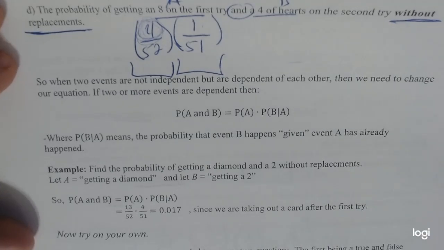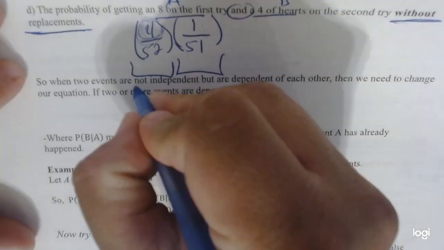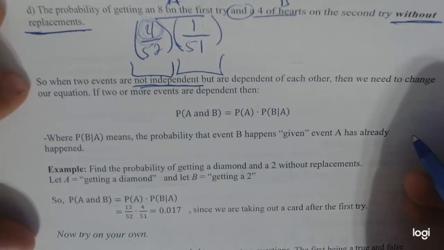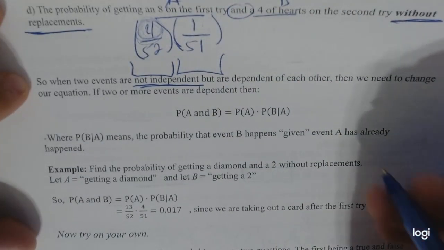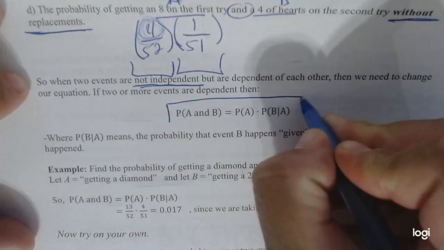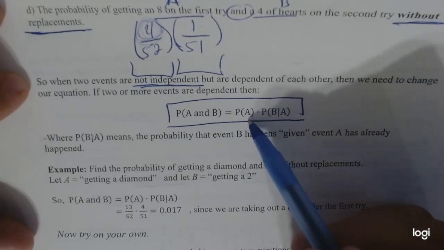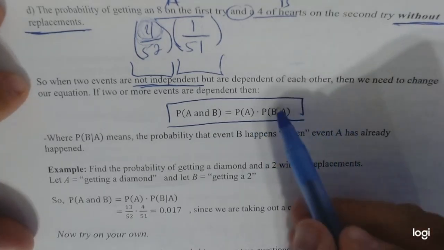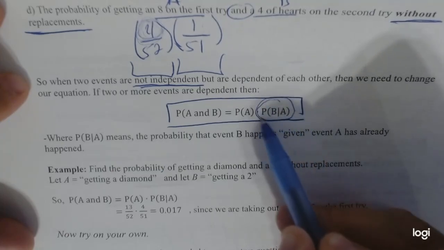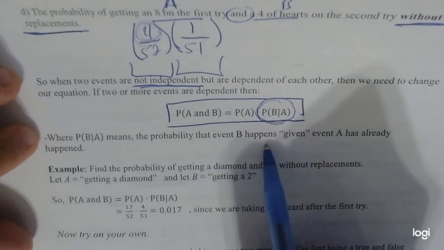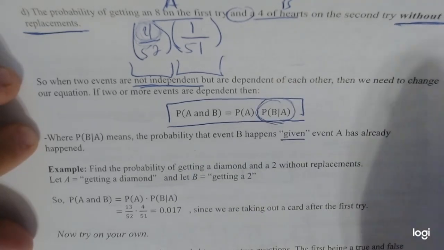So when two events are not independent, meaning they do affect each other, so they depend on one another, therefore we have to define something else. Okay, and this is our new equation when we have dependent events. So one depends on the other. It's the probability of A, so that's still the same, times, now this is kind of weird, right? So we're going to define a new term here. This means the probability of event B happening given event A has already happened.